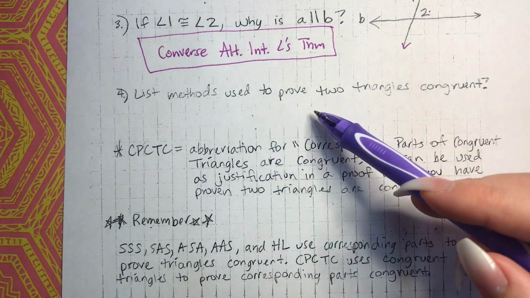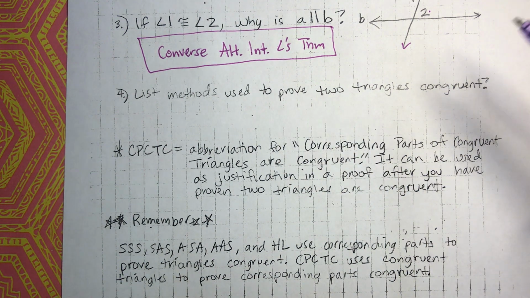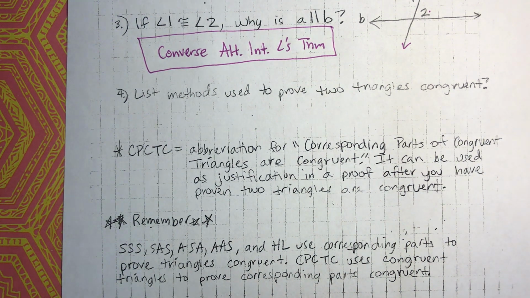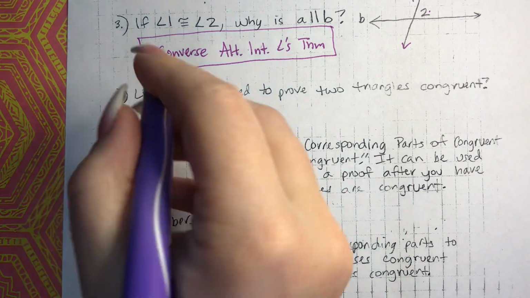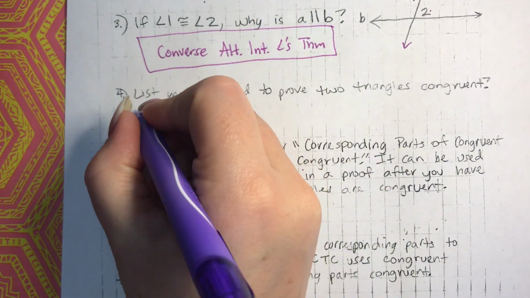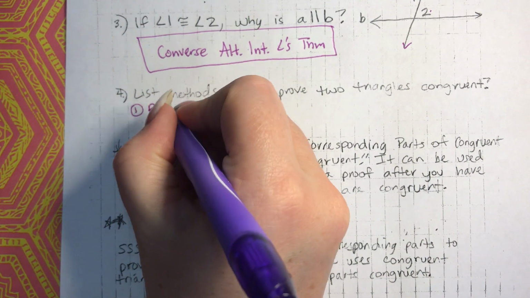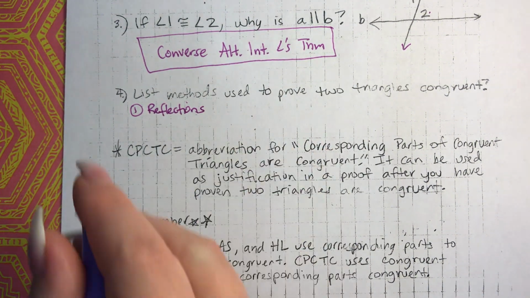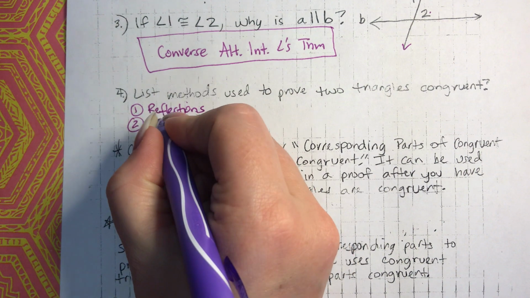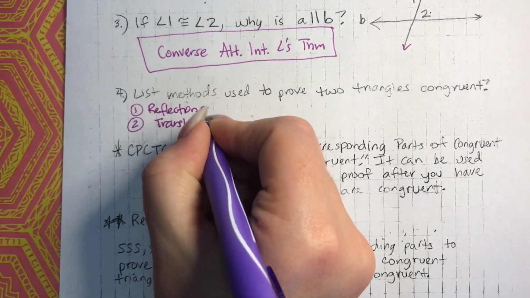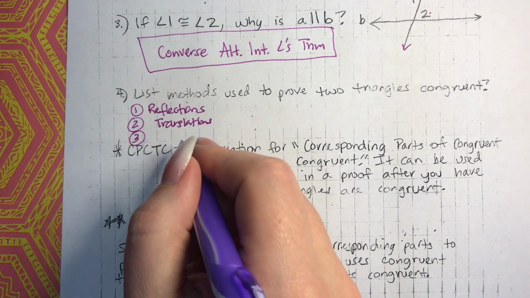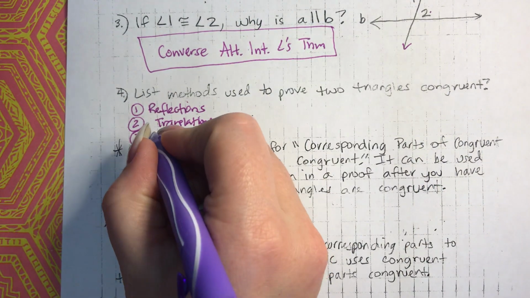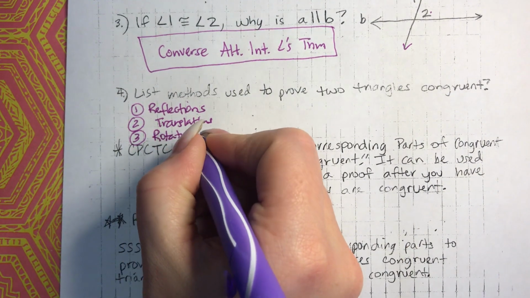Then it says, list the methods used to prove that two triangles are congruent. Okay, we can do that. Let's think about this chapter. What was the first section? Isometries. If you could prove that they were two reflections of each other, you could show that the triangles are congruent. If you could show that they were translations of each other, you could show that they were congruent. And the other one? No, not dilations, that's bigger, that's definitely not congruent. Rotations was the third. Then you can prove that they're congruent.